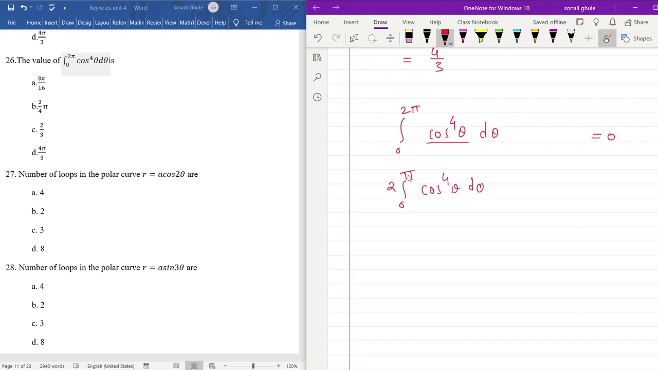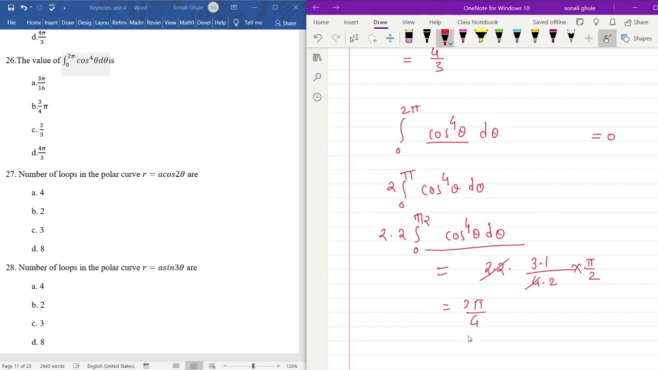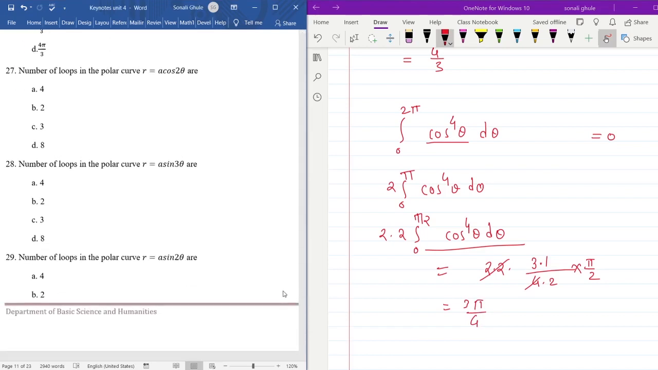Again the reduction formula is for 0 to pi by 2. Again we will use the property, we have to convert it into half angle. Then cos raised to 4 theta d theta. Now here we can use the reduction formula. So here it is 3 into 1 divided by 4 into 2 into k. Since m is even here, k is pi by 2. So 4 get cancelled, that is 3 pi by 4. That is your answer. So option B is your correct option. Okay. Let's solve your next example.